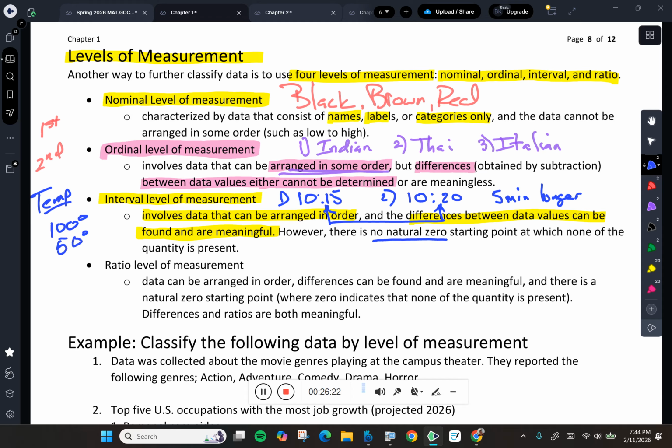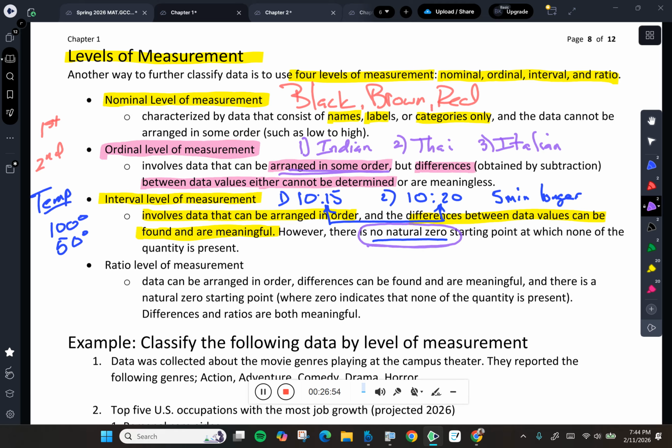Can we say that the 100-degree day was twice as hot? Well, no. I don't know that 100 degrees is twice as hot as 50 degrees. I know that the number 100 is twice the number 50. But is that how temperature works? Is 100 degrees twice as hot? Right? And the reason that temperature does not work like that is because of what this is.